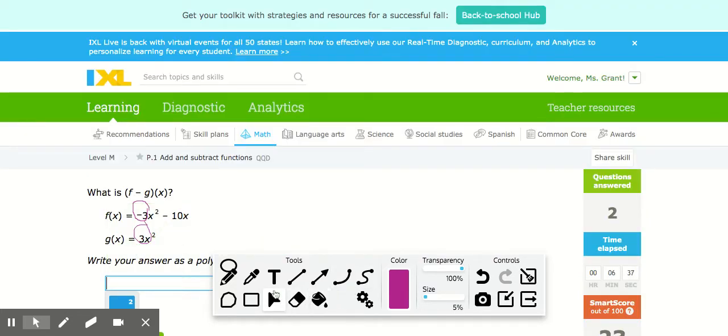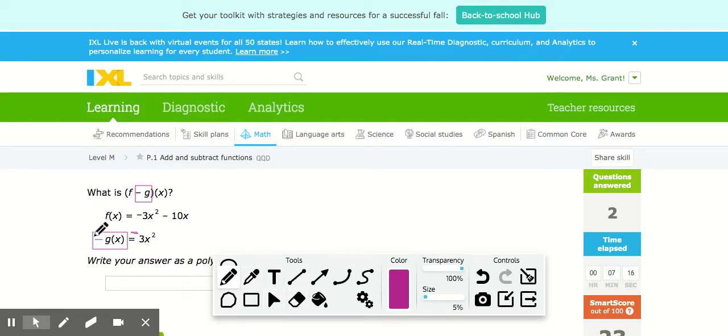So let's look at what happens when I have a subtraction problem now. When I have a subtraction, whatever one is being subtracted, in this case g is being subtracted, I need to change the signs for everything in the g function. Okay, it's being subtracted, so I want to change the signs. Therefore, since g of x was a positive 3x squared, I'm now going to make it a negative 3x squared. If there were other things here, I would have to change them as well.